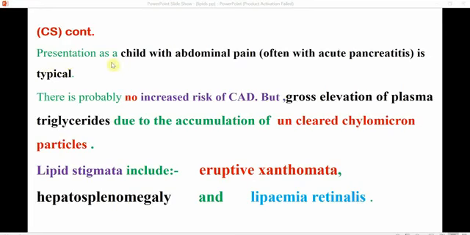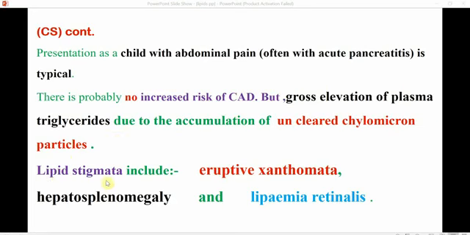This chylomicron syndrome usually presents during childhood with abdominal pain, which is related to acute pancreatitis. Also, there is probably no increased risk for coronary artery disease, but there is gross elevation in plasma triglyceride due to the accumulation of the uncleared chylomicron. Lipoprotein lipase acts to hydrolyze the triglyceride component of these chylomicron particles, and if this enzyme is deficient, these particles will remain in circulation, accumulate, and build up.